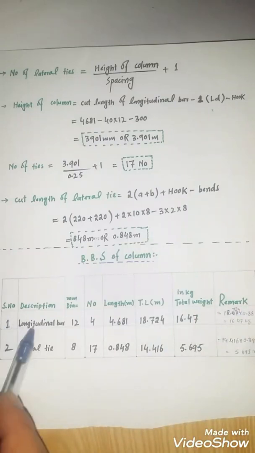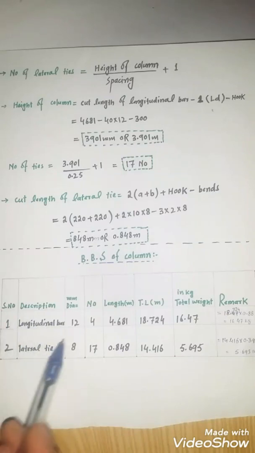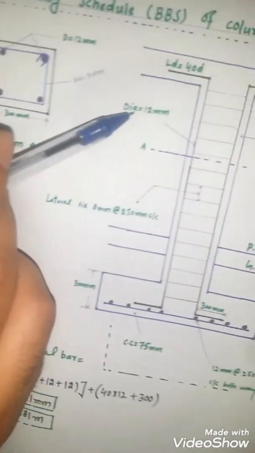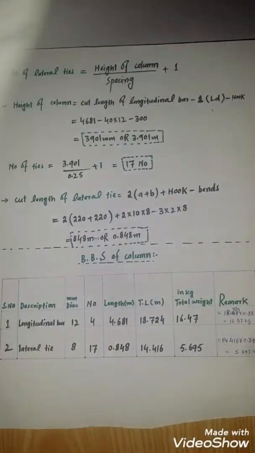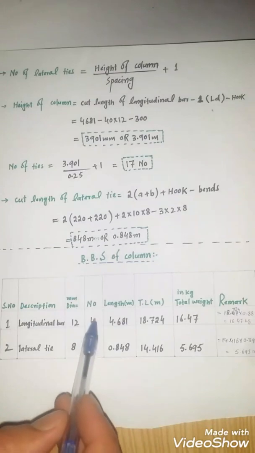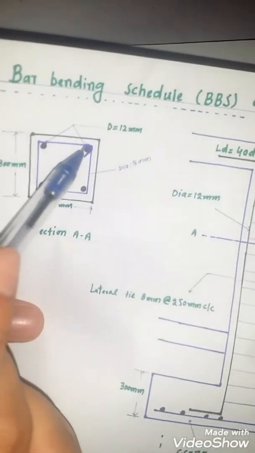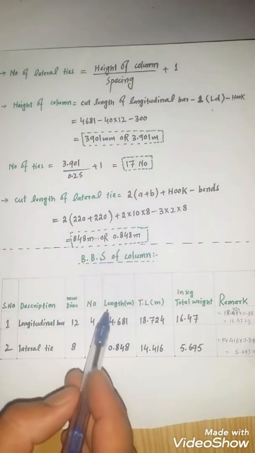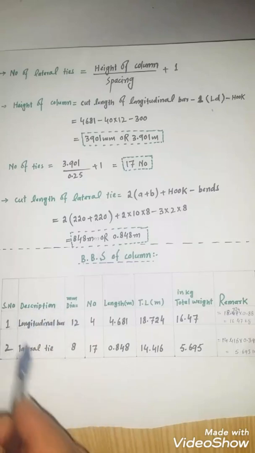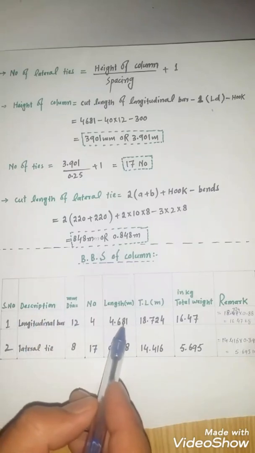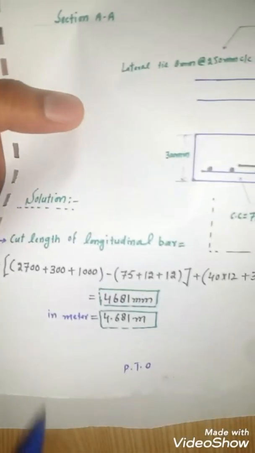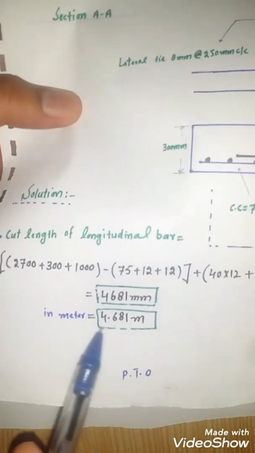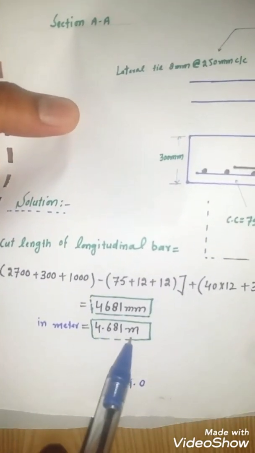Number one, longitudinal bar. The diameter of bar is 12 millimeter. This is the diameter of bar, 12 millimeter. The number of bars is 4. This is the number of bars, 1, 2, 3, and 4. The length of this longitudinal bar is 4.681. This is the cut length of this longitudinal bar, 4.681 meter.